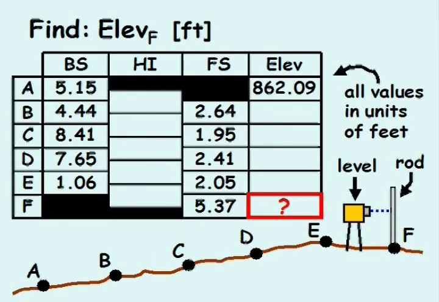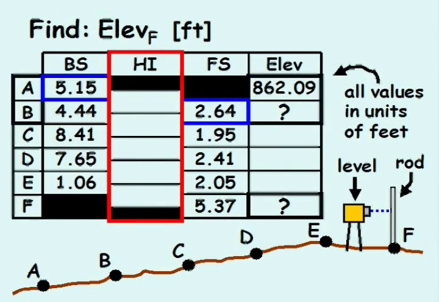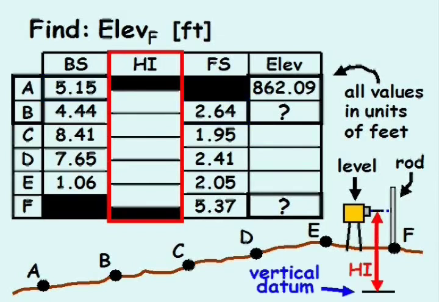In this analysis, we'll begin with point A, because we were given its elevation value. From here, we can relate the elevation between two consecutive points, A and B, using the backsite and foresight measurements. The column labeled HI represents the height of the instrument, or more precisely, the elevation of the line of sight based on a vertical datum, or benchmark. Before we can find the elevation at point F, we first have to find the elevation at point B, and then we'll work our way down to point F, one point at a time.